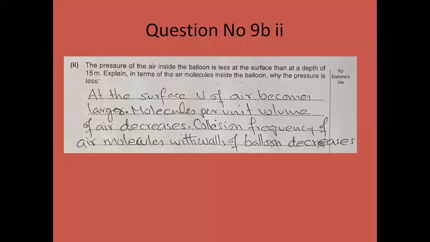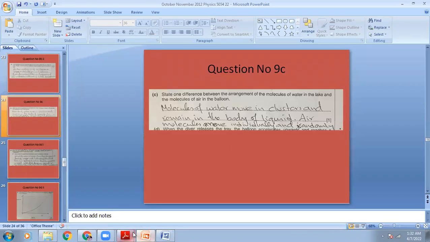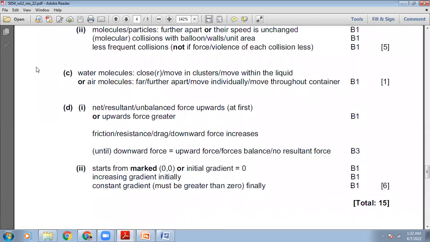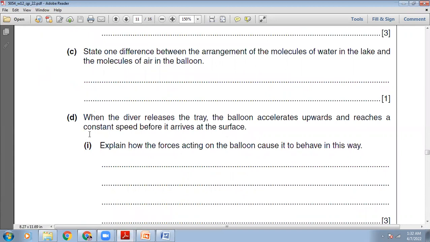So let me show you my written answer, then we will have a look at the marking scheme. The molecules of the water move in clusters and remain in the body of the liquid. Air molecules move individually and randomly. The distance between the air molecules is larger. Okay, remember these words. Water molecules are closer, move in clusters, move within the liquid. Air molecules are far or further apart, move individually, move throughout the container. So you can write a better answer, I hope. I've just given you an idea of what the answer should be.